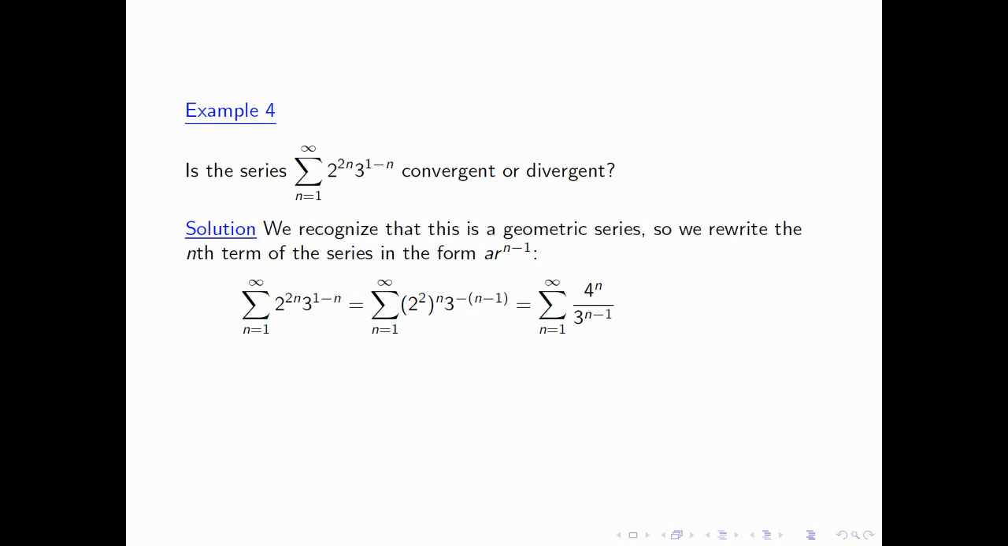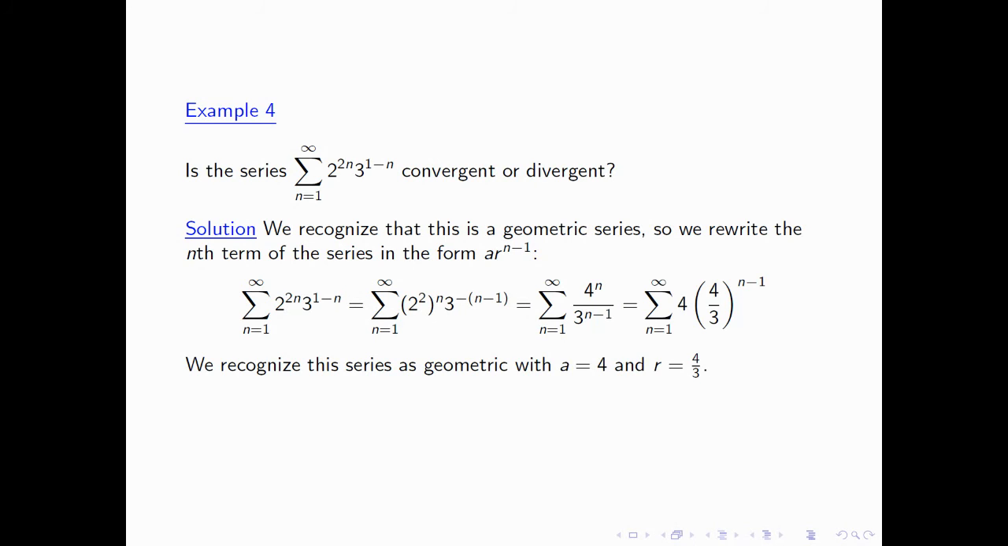I'm going to pull out one factor of 4, and I'm going to write this as 4 times (4 divided by 3) to the n minus 1. And we recognize the series is geometric with a equals 4 and r equals 4 divided by 3. Since the absolute value of r is greater than 1, this series cannot converge. It must diverge.